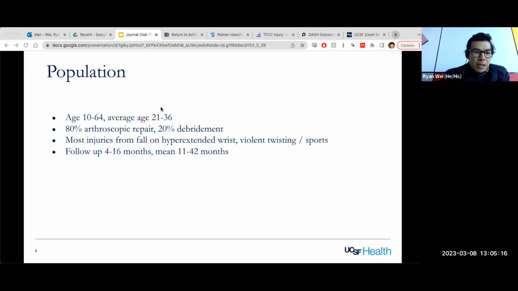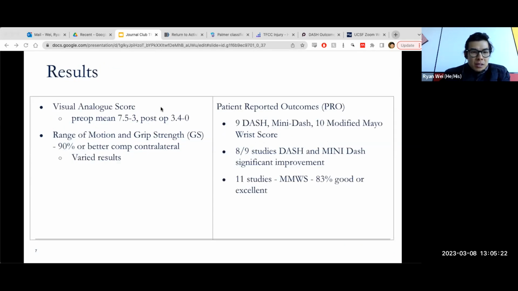And they followed up 4 to 16 months, and you can see the mean was 11 of 42. So here's the results and some of the scores that they use. So the VAS that Nelson talked about earlier, which was that pain score, they showed that the pre-op mean was 7.5 to 3, and their post-op went 3.4 to 0. So higher is worse, lower is better.